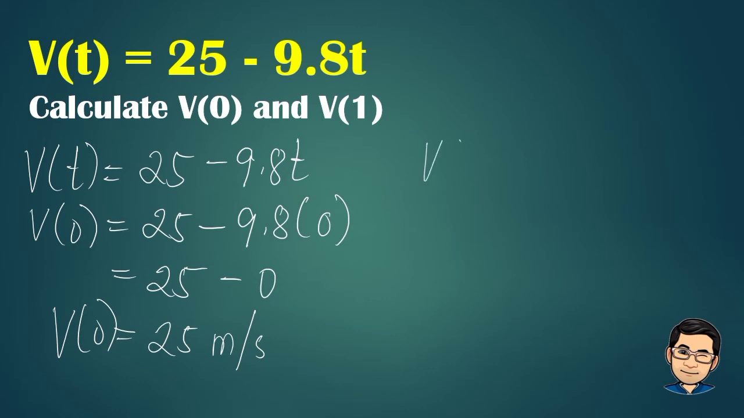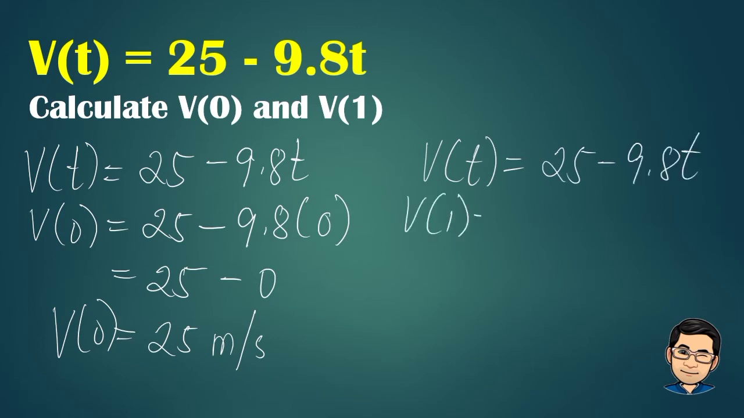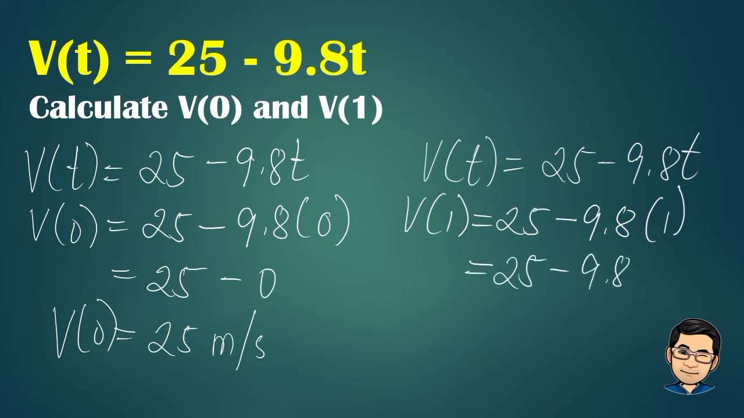function, so rewrite lang natin yung given function. 25 minus 9.8t. Now, v of 1 is equal to 25 minus 9.8 times 1. So, 9.8 times 1, that is 9.8. So, we will subtract 9.8 from 25. So, the answer will be 15.2 meters per second. So, kung ang initial velocity niya ng ball is 25 meters per second, after 1 second, babagal siya. So, magiging 15.2 meters per second.